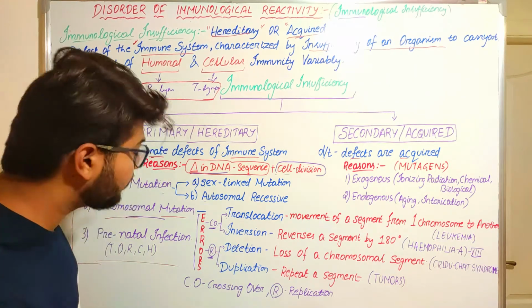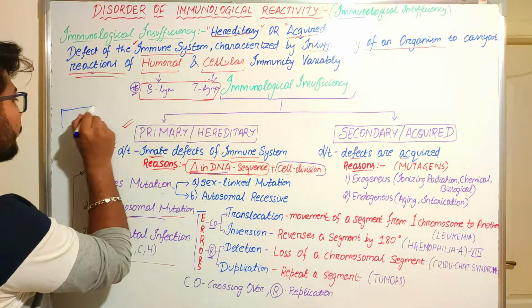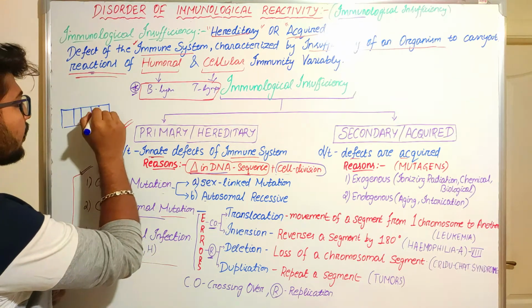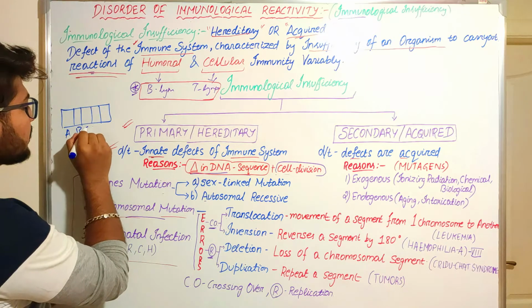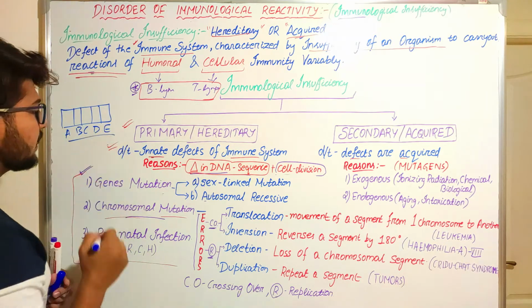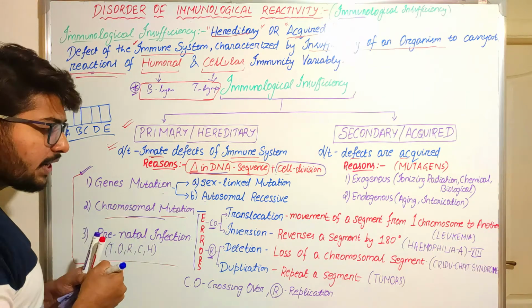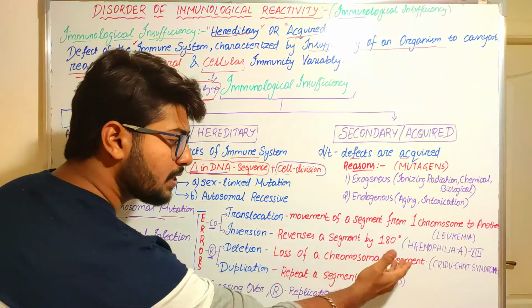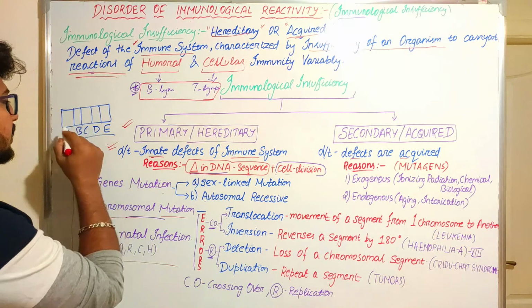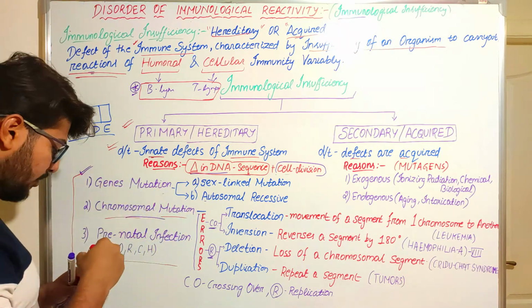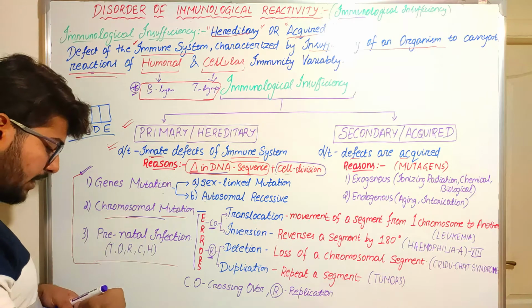Let's say, for an example, this is a segment of DNA and it consists of parts like this: A, B, C, D, E. First one is deletion. What do you mean by deletion? Loss of a chromosomal segment. If this is a segment, it will get lost during the process of replication.